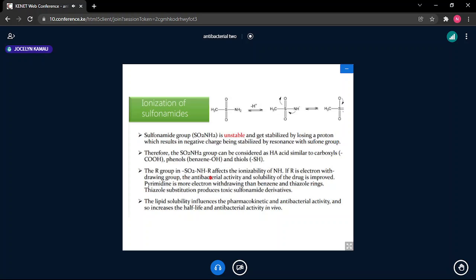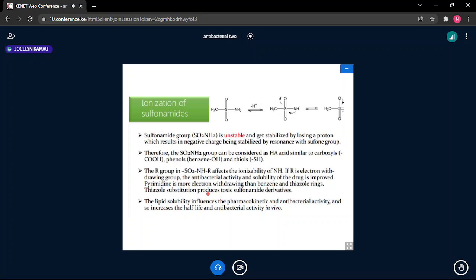The R group in the sulfonamide group, that is SO2NHR, affects the ionizability of the nitrogen proton. If R is an electron withdrawing group, the antibacterial activity and solubility of the drug is improved. We are giving an example that pyrimidine is more electron withdrawing than benzene and thiazole rings. Thiazole substitution produces toxic sulfonamide derivatives. So in the pyrimidine moiety, you have two nitrogens, which are more electron withdrawing than a thiazole ring, a nitrogen and a sulfur.